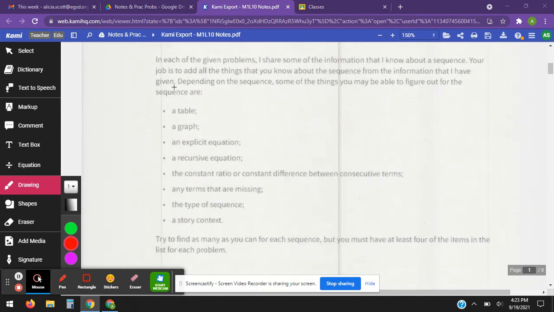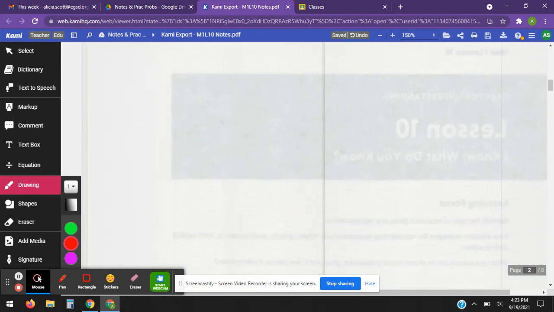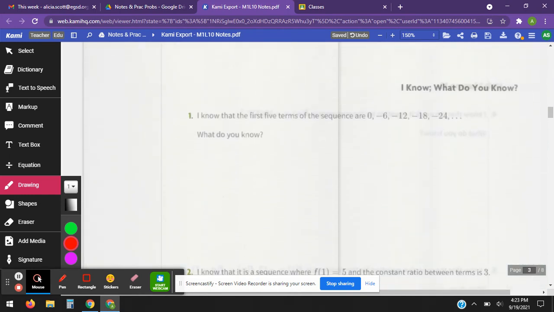Now, different representations are a table, a graph, and the two types of equations. We might be able to find a constant ratio or a constant difference, any terms that might be missing. We can tell if it's arithmetic or geometric. We can even come up with a story context. So we'd like to try to find as many as possible, but we need to have at least 4 of these. So let's go ahead and see what we've got to start with.